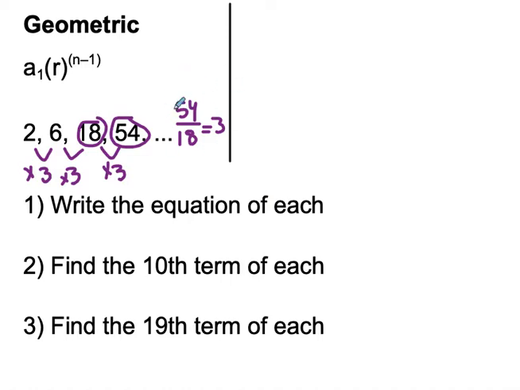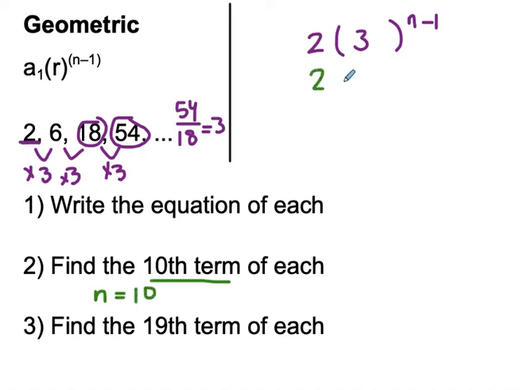So I want to write the general equation for it. My A1 value is my first term, which in this case is 2. My common ratio is the number that I'm multiplying by each time, which in this case is 3. And then n minus 1. I don't know what my n is yet because that's the term that we're looking for. Now, if we look specifically at question number 2, it says find the 10th term. So we know that n is going to equal 10.